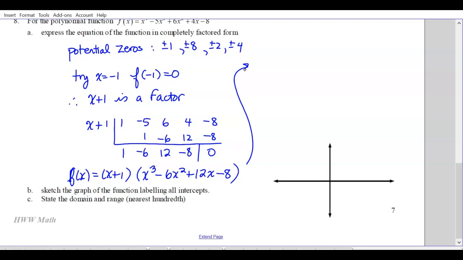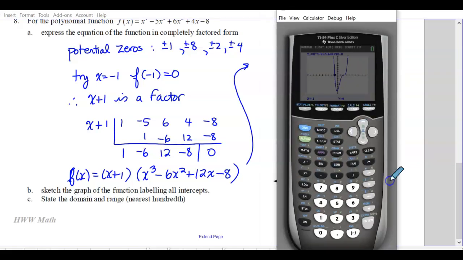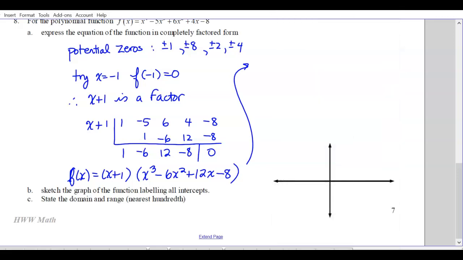So now I can try another factor. And again, if I look here, it looks like it zigzags through 1, right? So that means it should factor to, oh, sorry, not 1, 2. It should factor to x minus 2 cubed if it's got that point of inflection. But again, we have to do this algebraically. So we would try x equals 2 and f of 2 equals 0. Therefore, x minus 2 is a factor.